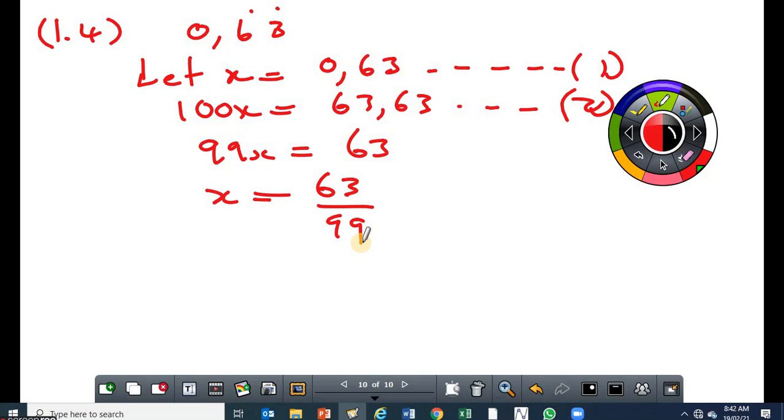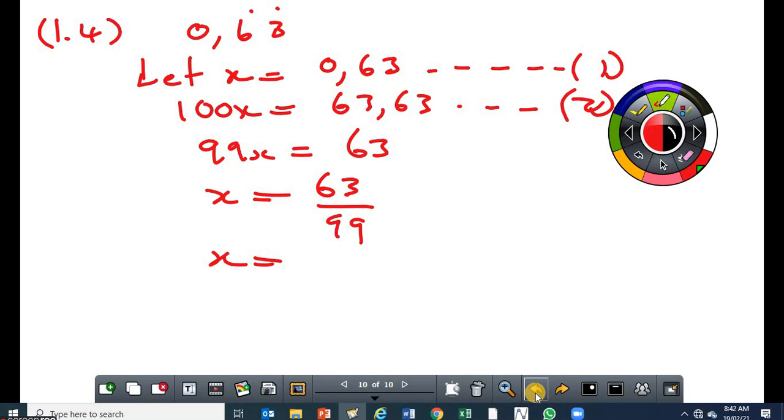Okay? Now, can you simplify further 63 over 99? Yes. So that becomes x equal to 21 over what? 33. Sorry, what? Okay, wait, I think I made a mistake. Okay, 3 into 63, that's 21, am I right? Huh?